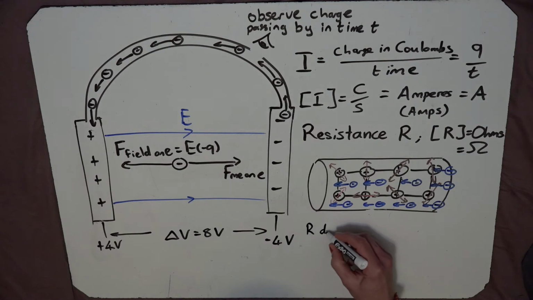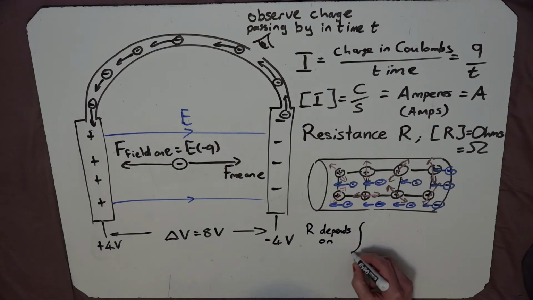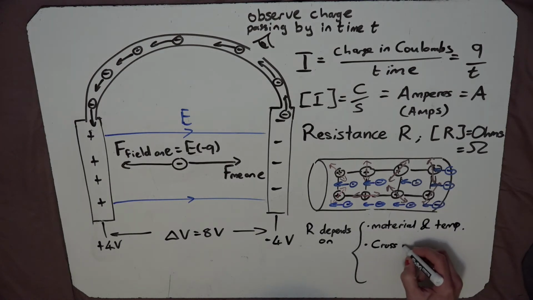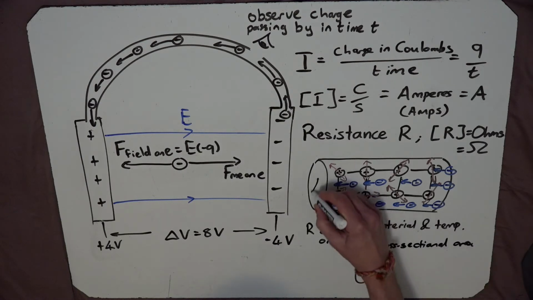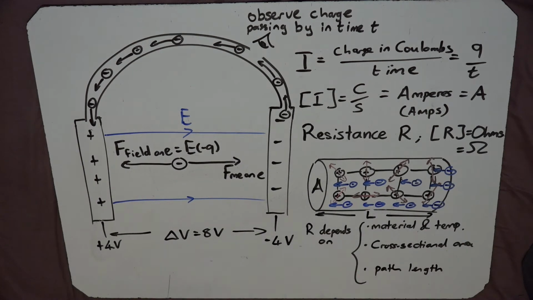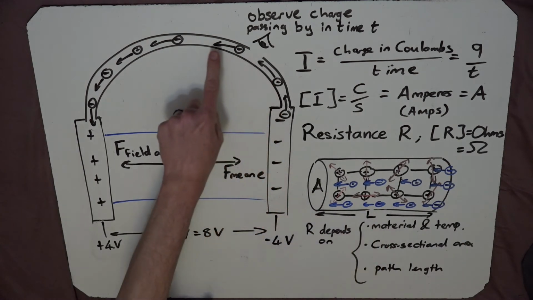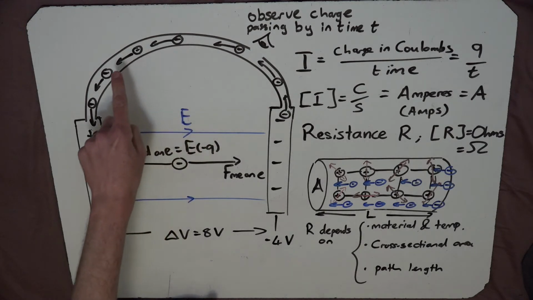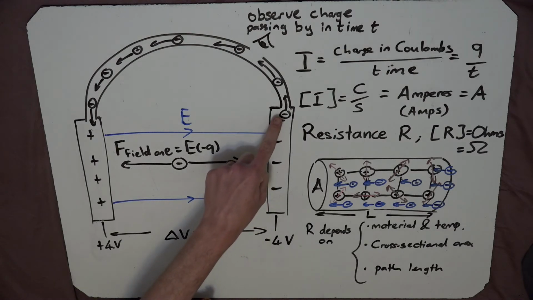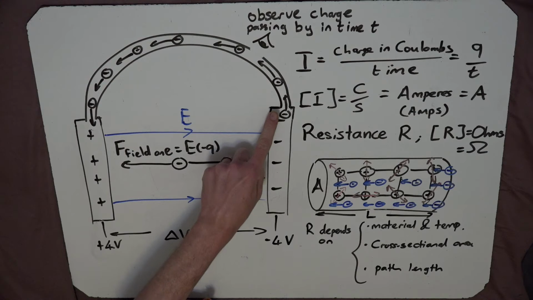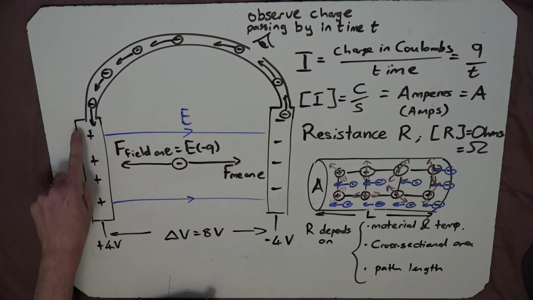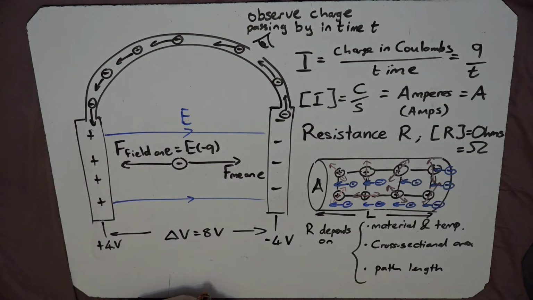Hopefully it makes sense to you that the resistance depends on the material through which it's passing and the temperature of the material, the cross-sectional area of the wire, and the path length. As the electrons pass through the wire, they naturally give up their energy to the crystal lattice in the wire. So they start off with lots of electrical potential energy, and as they pass through the wire, they lose it all, and by the time they get to the positive plate, they have lost all their electrical potential energy.